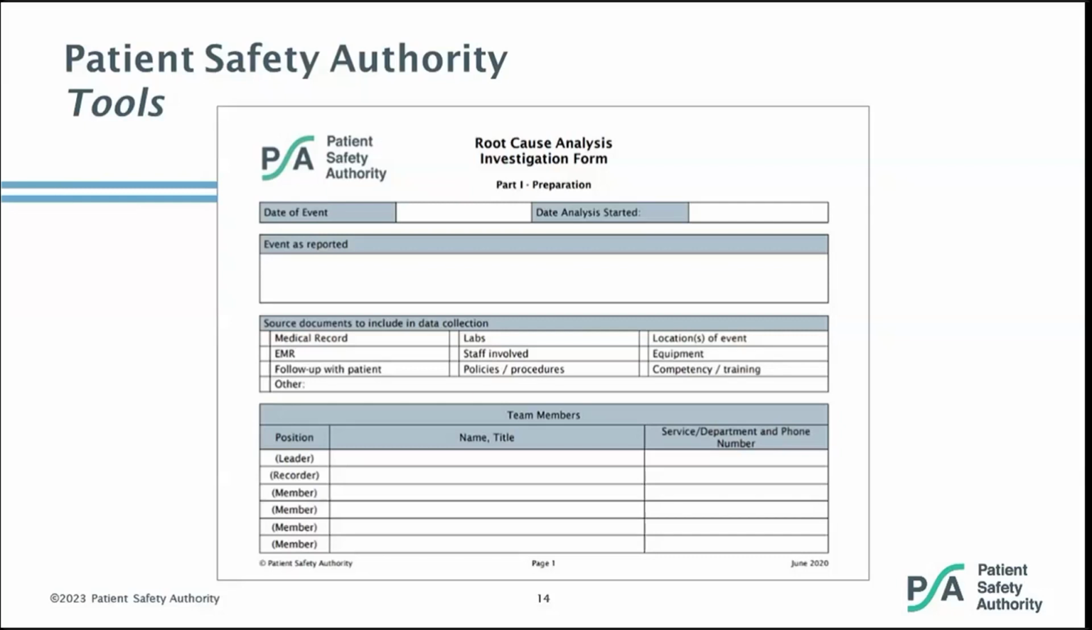The first slide here is a root cause analysis investigation form. It gives you an opportunity to systematically document what you're doing. You can see here you're putting in the date of the event, all things that you would have already looked up, when you started your analysis, maybe a brief description of what the event is, and then some other things that you can look to do as you're moving forward.